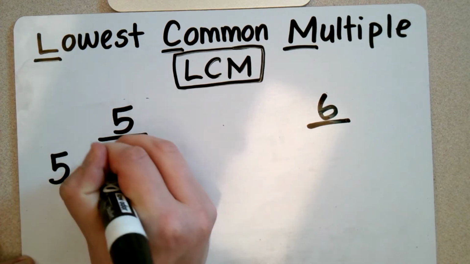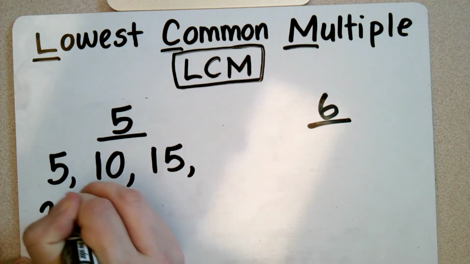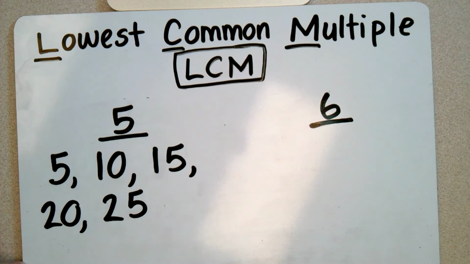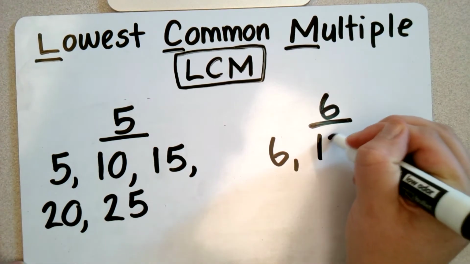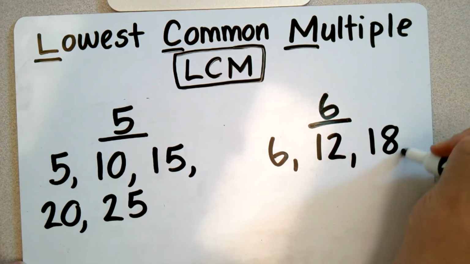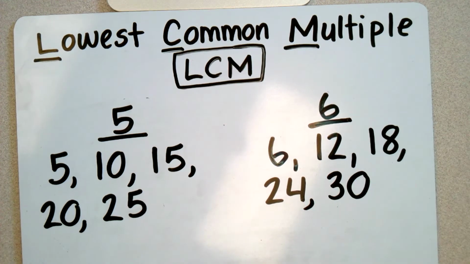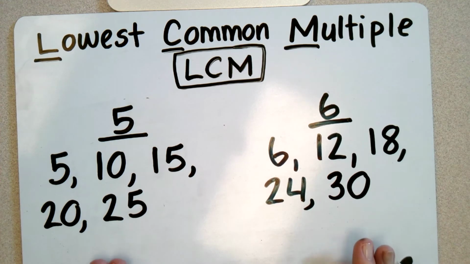We have 5, 10, 15, 20, 25, and that's the first 5 multiples. Now the first 5 multiples of 6: 6, 12, 18, 24, and 30. I can see that we don't have any numbers in common yet. Now when I say in common, that just means the same, right?